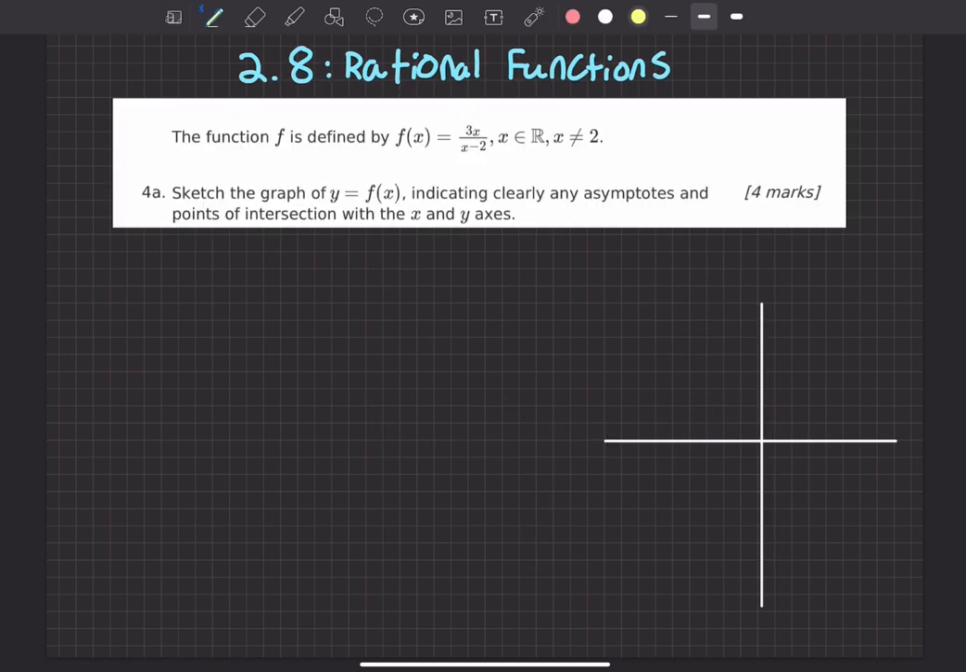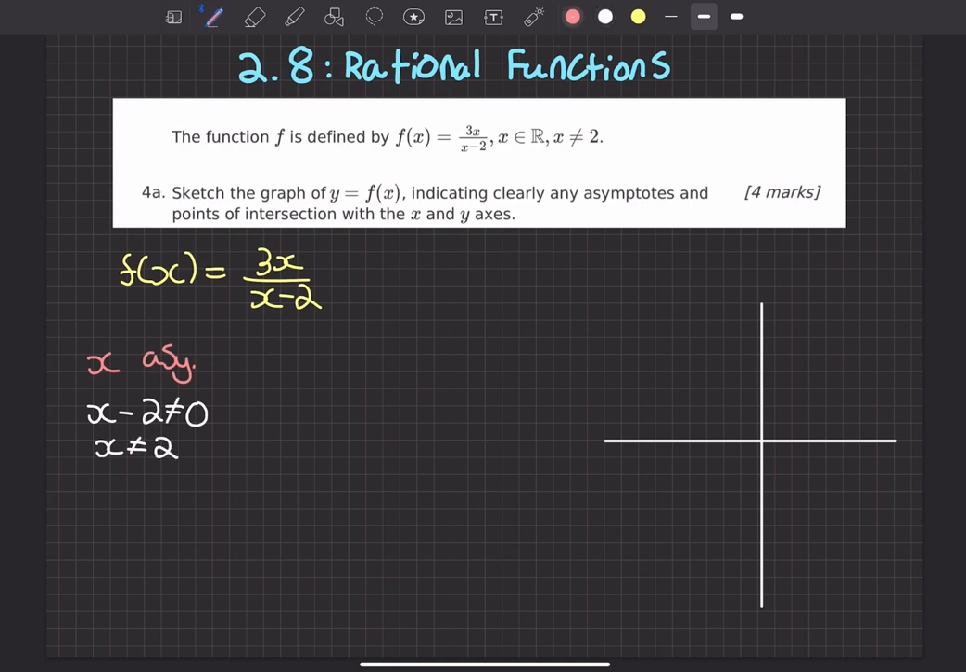And now we'll finish off this video with a past paper question, where you're asked to graph the function f of x equals 3x over x minus 2, showing any asymptotes and intersections. So let's do the asymptotes first. So our x asymptote, right, is when the denominator equals 0. So when x minus 2 equals 0. And we just move the 2 across and we have x cannot be 2. Just draw a dotted line here where x cannot be 2.